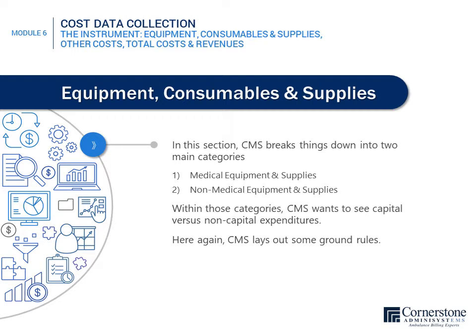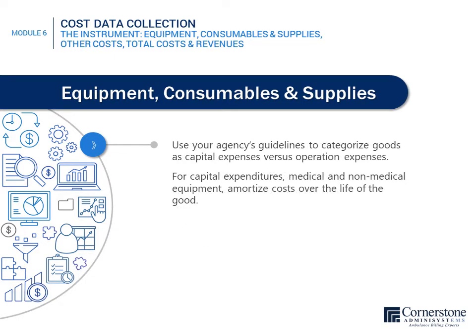CMS breaks things down into two main categories, medical equipment and supplies, and non-medical equipment and supplies. Within those categories, CMS wants to see capital versus non-capital expenditures. Now here again, CMS lays out some ground rules. First, you'll want to use your agency's guidelines to categorize goods as capital expenses versus operation expenses.